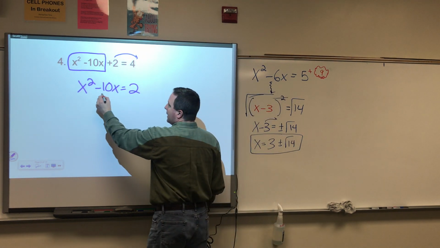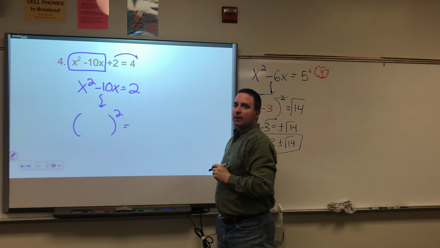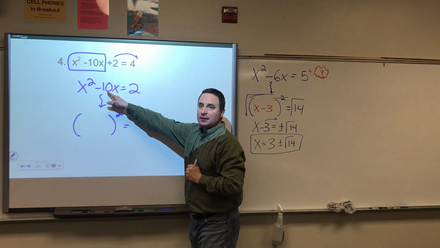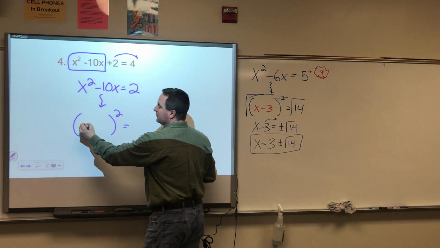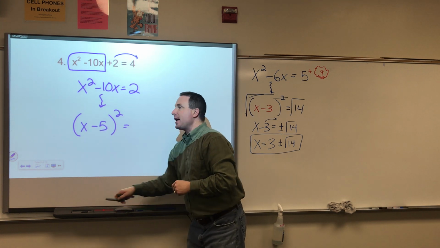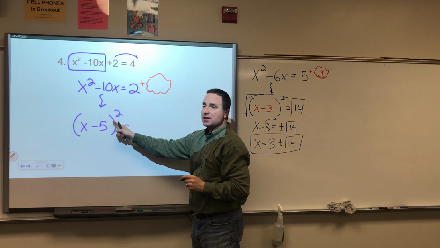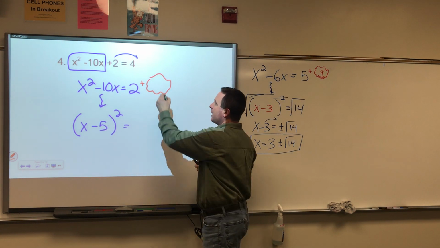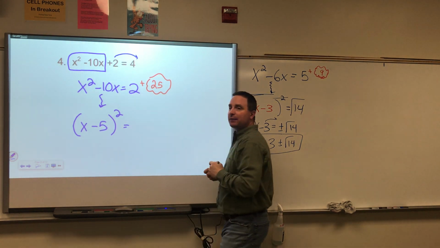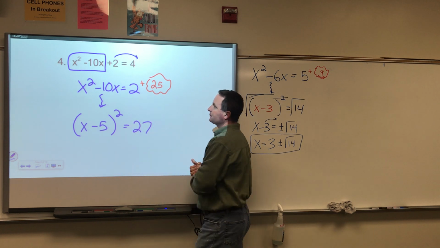If I use my little shortcut, what's going to go inside the parentheses is half of b. In this case, b is 10. Half of 10 is 5, so it's going to be (x minus 5) squared. But when I do that, I always have to add something to the other side, and it's going to be the square of that number. 5 squared is 25. And it's not negative 5 squared, but 5 squared. If I add it to the other side here, I get 27.